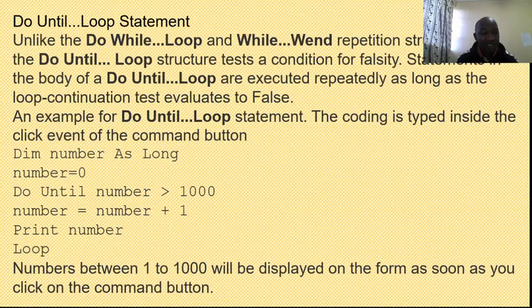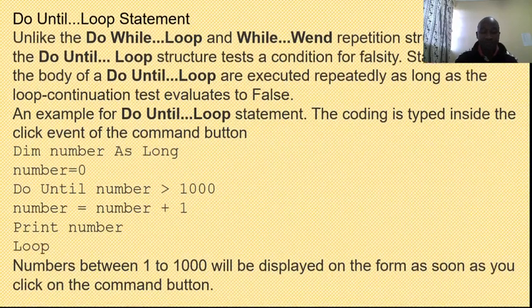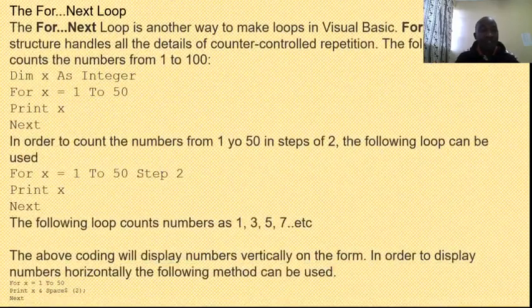We have declared the number, then we initialize it to 0, then do until number is greater than 1000, then we increment and print the number, then we loop. Therefore, numbers between 1 to 1000 will be displayed on the form as soon as the click on the button is done. Then we have the for next loop.